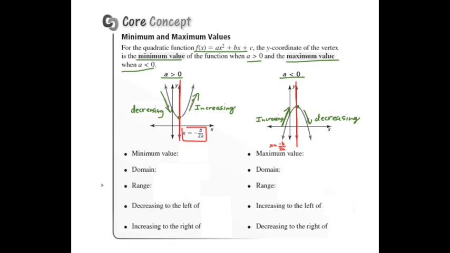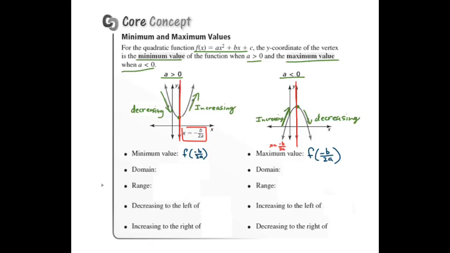Okay? So, let's start dealing with this. Your minimum value, well, that's the y-coordinate of your vertex. Minimum and maximum, whatever that is, that's the y-coordinate of your vertex. So for both of those, we can simply put f of negative b over 2a.